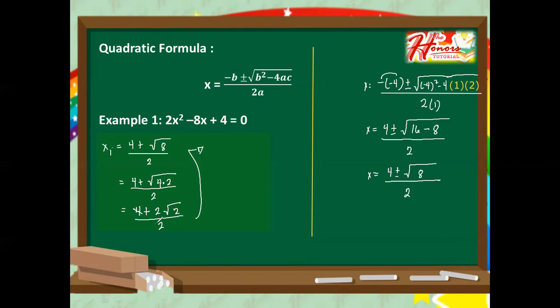So 4 divided by 2, so that's 2. And then plus 2 square root of 2 over 2. So we have here 2 plus 2 divided by 2 cancel, square root of 2. So this is your x sub 1. Again, x sub 1 is equal to 2 plus square root of 2. Next, let us have x sub 2.